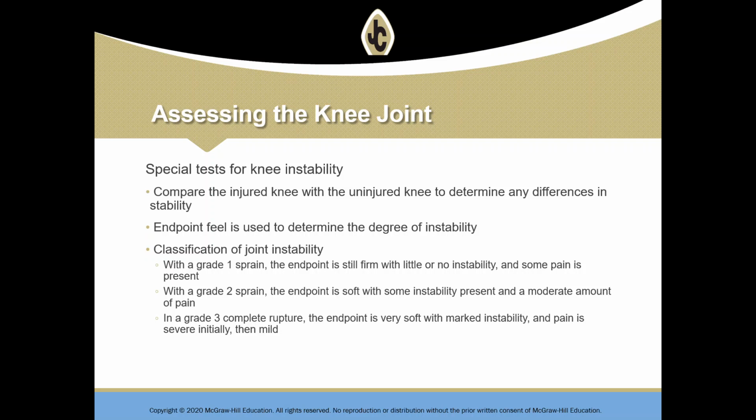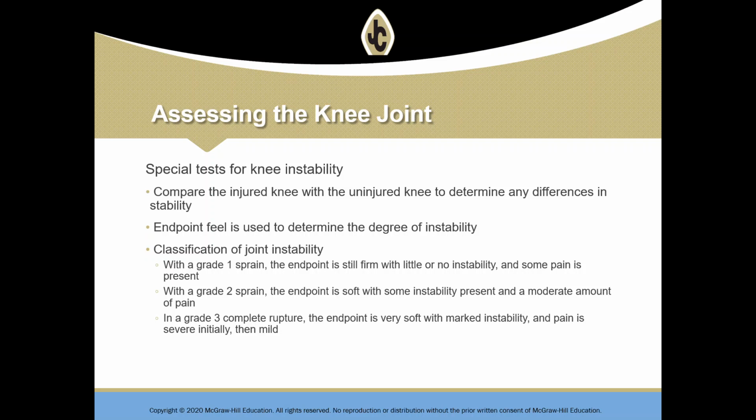So how we classify these: a grade 1 sprain, the endpoint is still firm with little or no instability. So you pull that and everything seems nice and tight. There may be a little instability, but for the most part it seems good. And the pain, there's usually some pain with that, obviously, because there is an injury there.